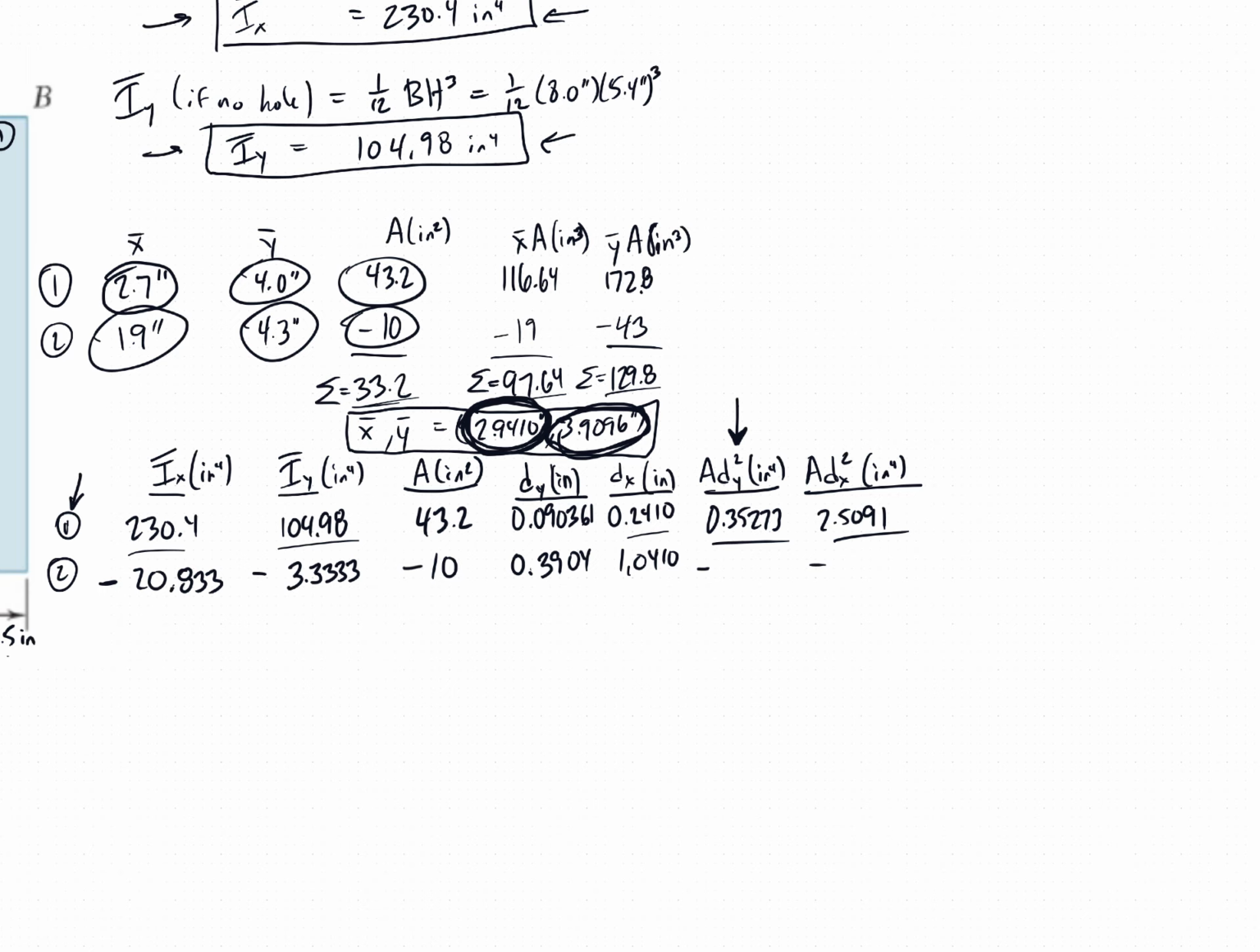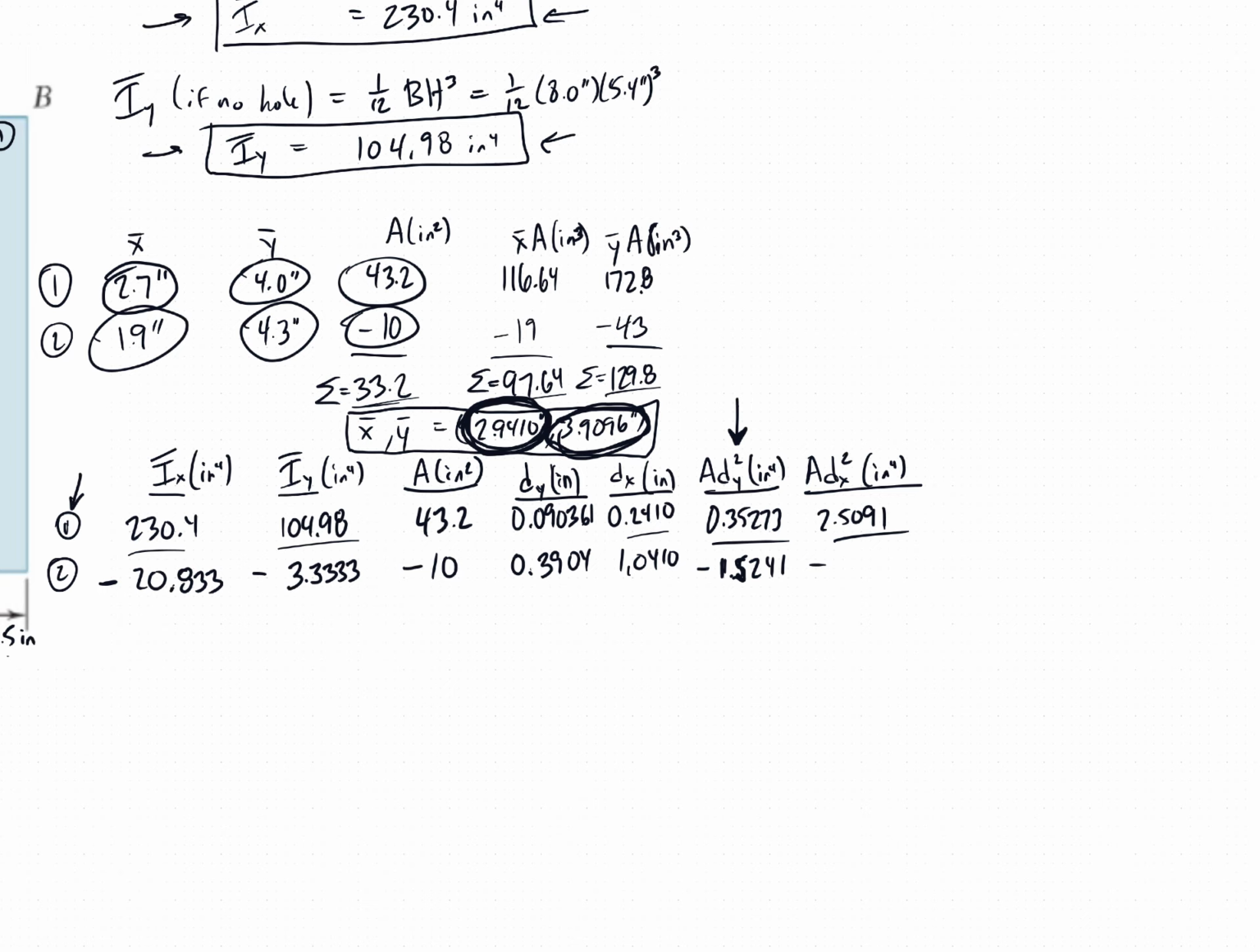Again, so 10 area times 0.3904 squared equals 1.5241. That is a 5, although it doesn't really look like it.